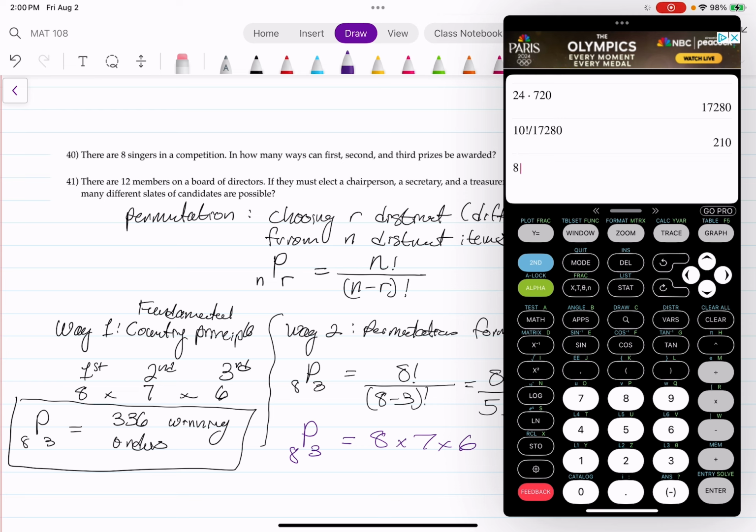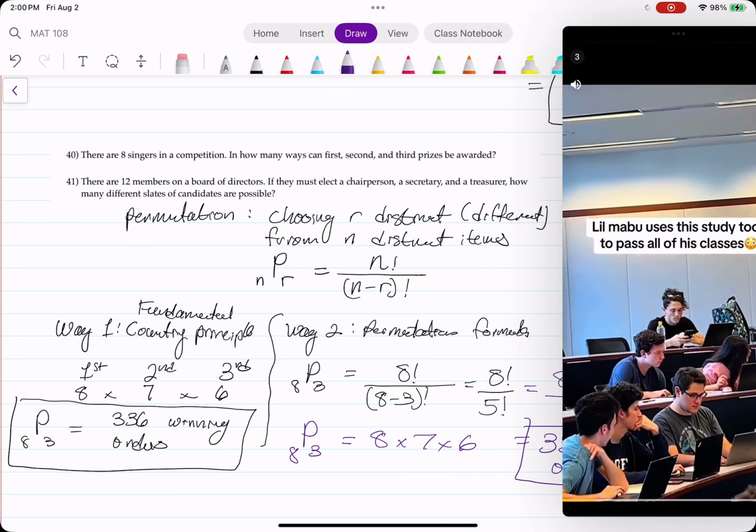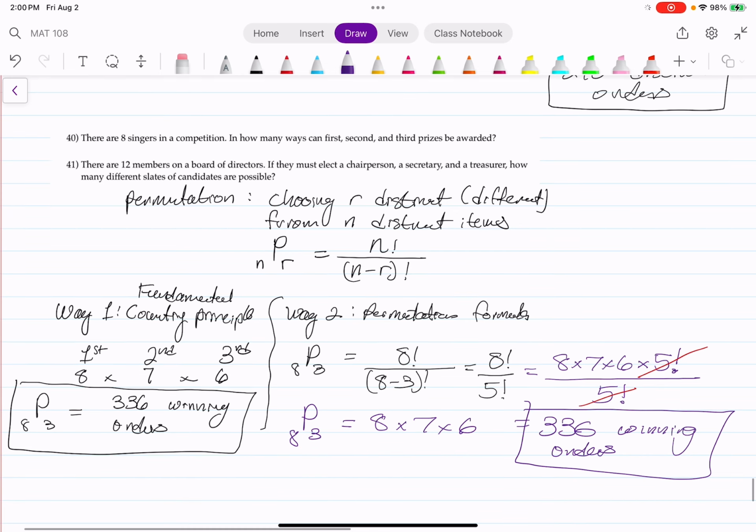So type in your 8, locate PRB in your calculator, go down to the second option usually. Something unrelated came up on screen, I don't know why that came up. So we're just going to move on to the next question. I don't have time for this.